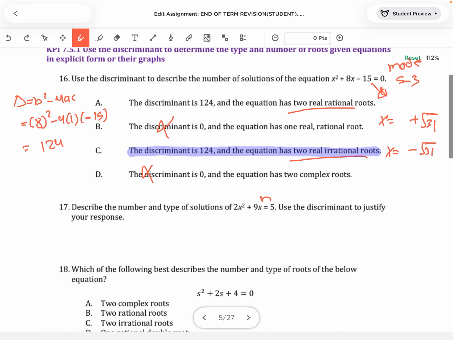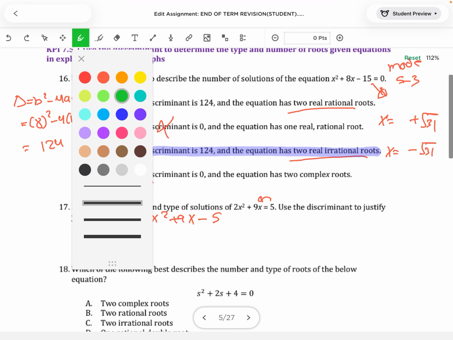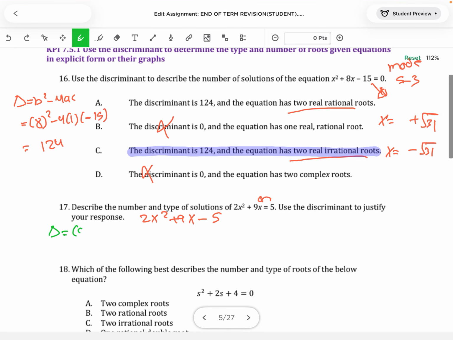First of all, I have to move 5 to the other side. It would be 2x squared plus 9x minus 5. The question says use the discriminant, so the discriminant equals 9 squared minus 4 times 2 times negative 5. So the discriminant is equal to 121.